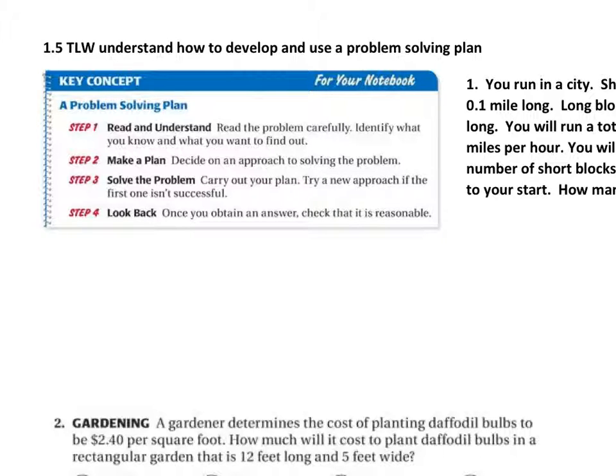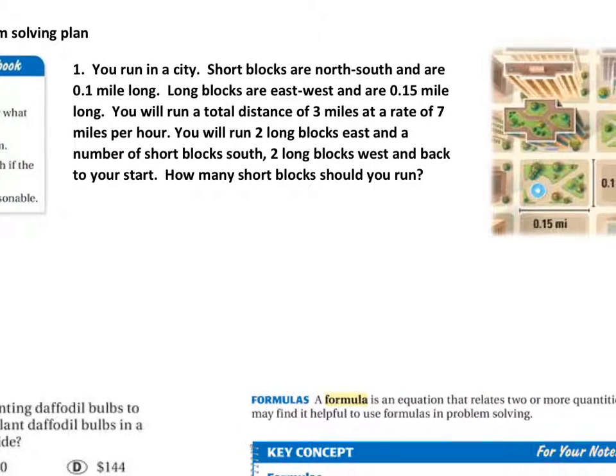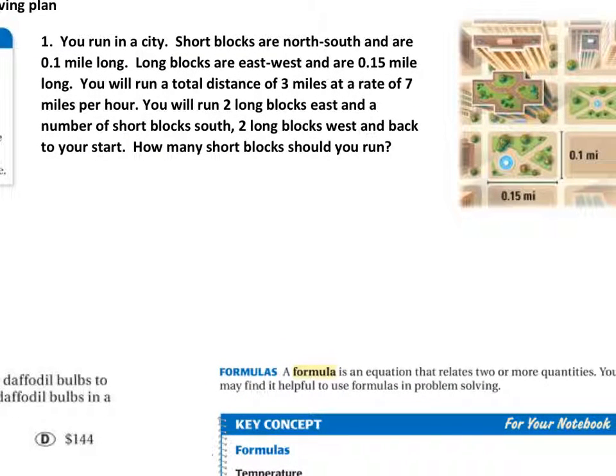So let's look at the first one here. You run in the city. Short blocks are north-south and are 0.1 miles long. Long blocks are east-west and are 0.15 miles long. You will run a total distance of 3 miles at a rate of 7 miles per hour. You will run 2 long blocks east and a number of short blocks south. 2 long blocks west and back to your start. How many short blocks should you run?